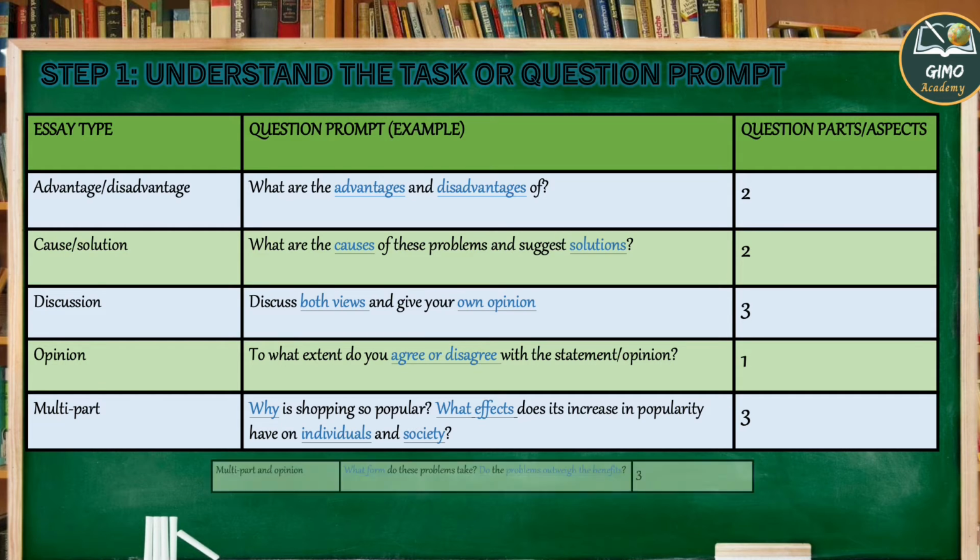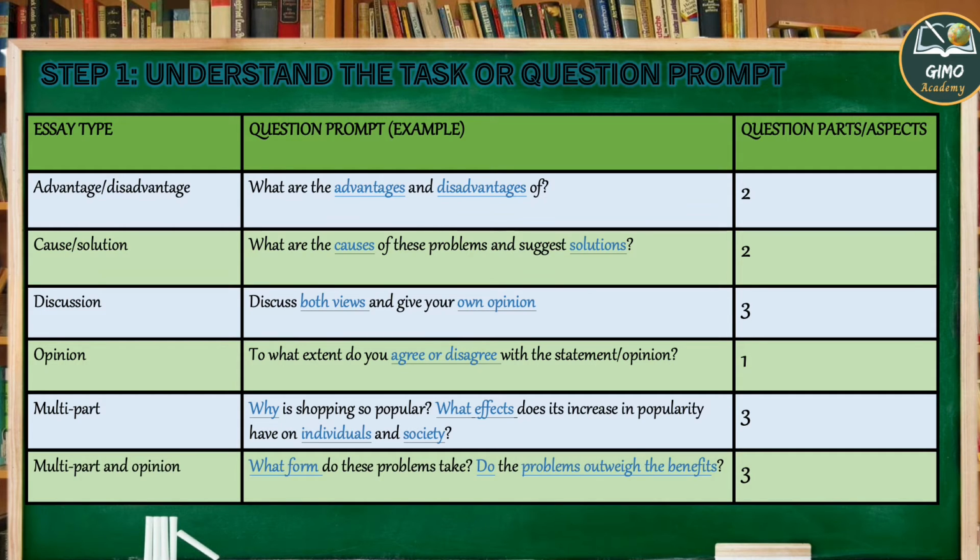Let's move on. We also have the so-called multi-part and opinion essay, which basically means that you have two kinds of essay at the same time. So this kind of question has three main parts. What form does this problem take? Do the problems outweigh the benefits? This is the question prompt.